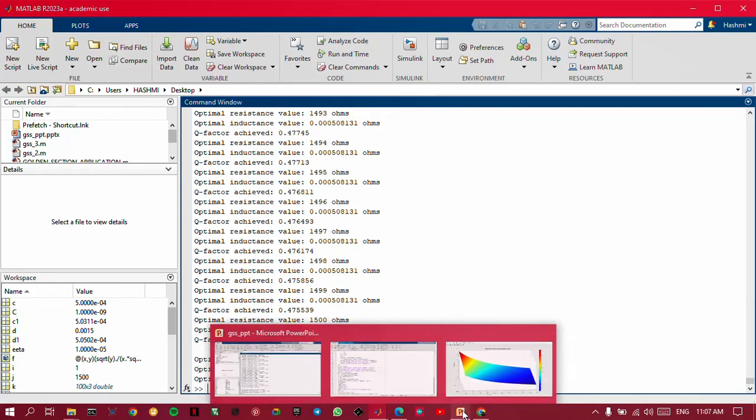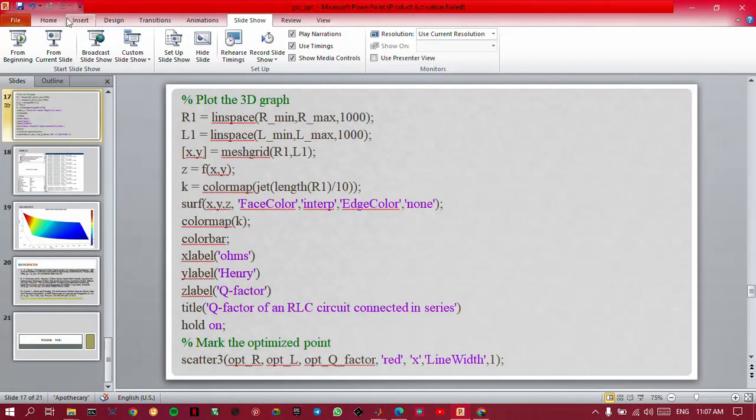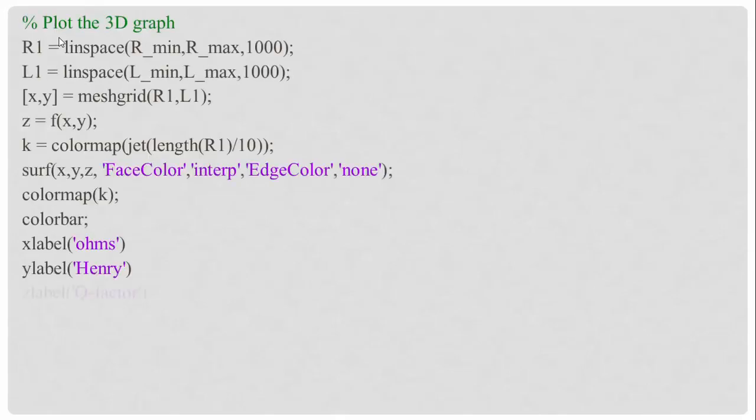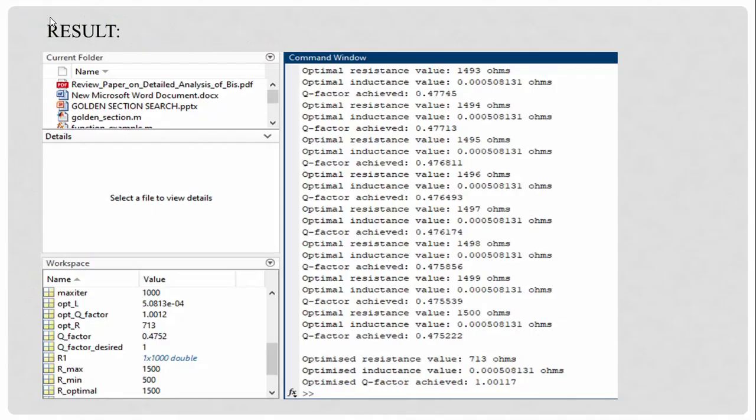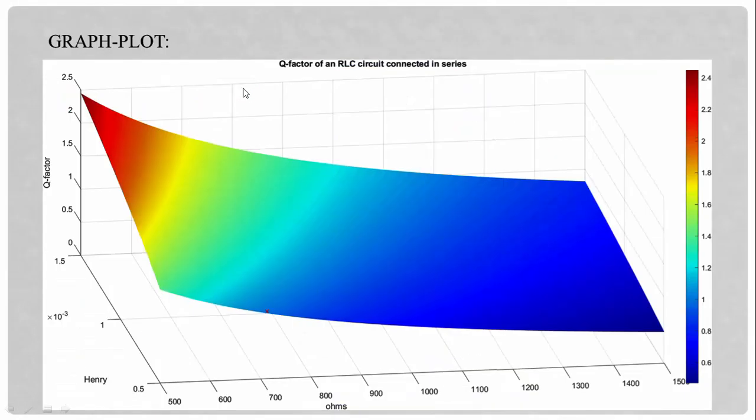Now, going back to our presentation. You see, these are the values which I got. I've shown this, and this is the graph which I've shown before.